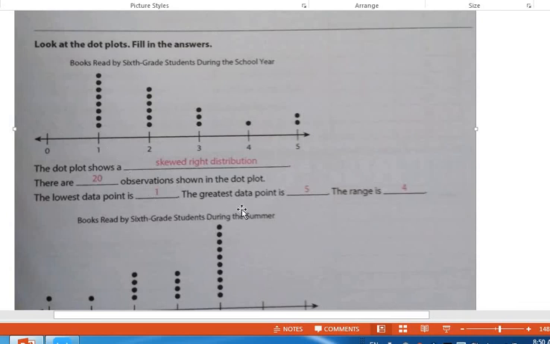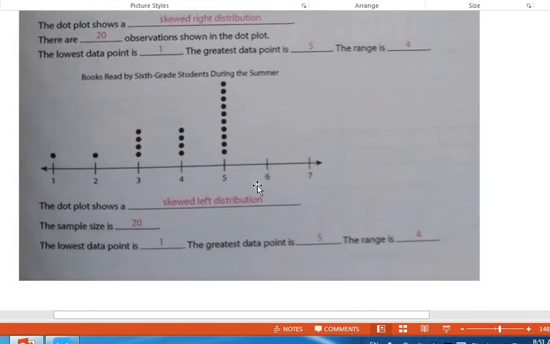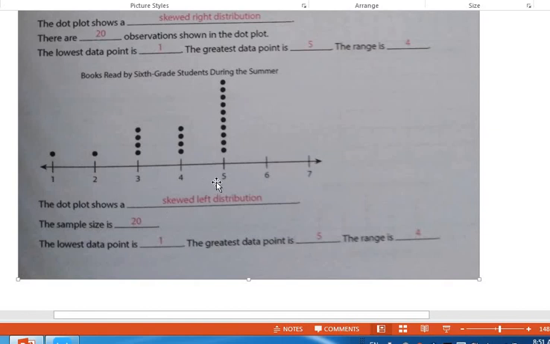The greatest point is 5. The range here is 5 minus 1. So the range will be 4. Okay, my dear students, I want to show you this one.